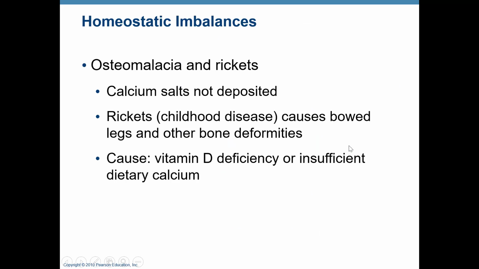Some imbalances or diseases of the skeletal system. One is osteomalacia and rickets. Basically, you're not putting calcium down enough where it's needed. And because the bone is not as rigid as it should be, it may bow out where stress occurs. So if this is the case and it happens in children, they refer to it as rickets. It causes bowed out areas like in the bones of the leg and other bone deformities. What's the cause? Well, what do you need in order to absorb calcium? Vitamin D. Either you're deficient in vitamin D or you're not getting enough from, let's say, your diet as well.